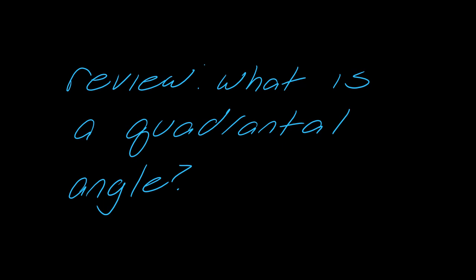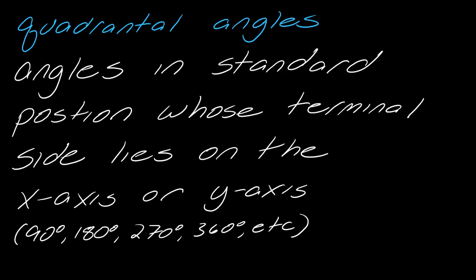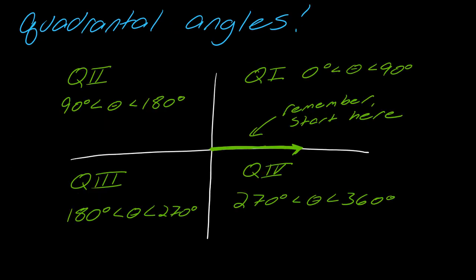So first, I just want to review a few things. What is a quadrantal angle? These are angles in standard position whose terminal side lies on the x or y axis. Remember with standard position, you start here and then you go this way, and this would be 90 degrees. Starting from here, this is a 180 degree angle going all the way around. This would be 270, and so on and so forth.